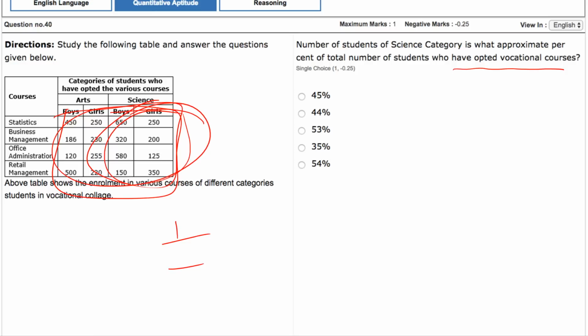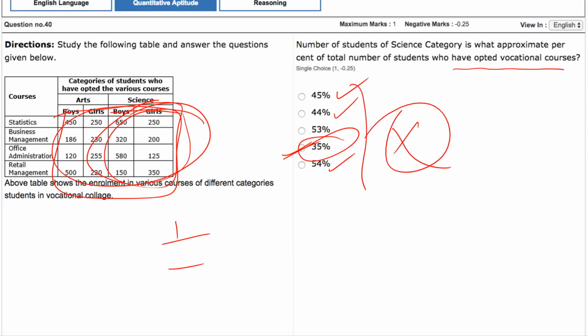And my answers are as close as 44%, 45%, 54%. Except for the fact if this answer is 35, any answer, I should not even think about this question. So I hope that makes it clear. We could easily attempt 30 questions. Just go back, have a look at these questions once more and think over them again.